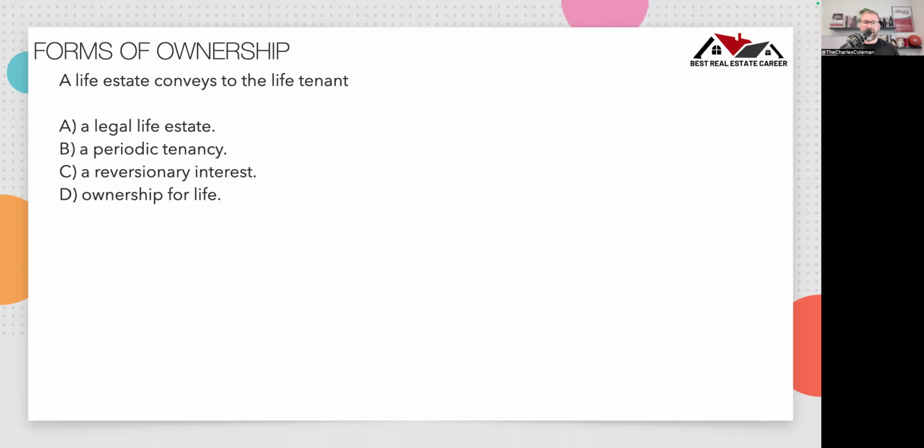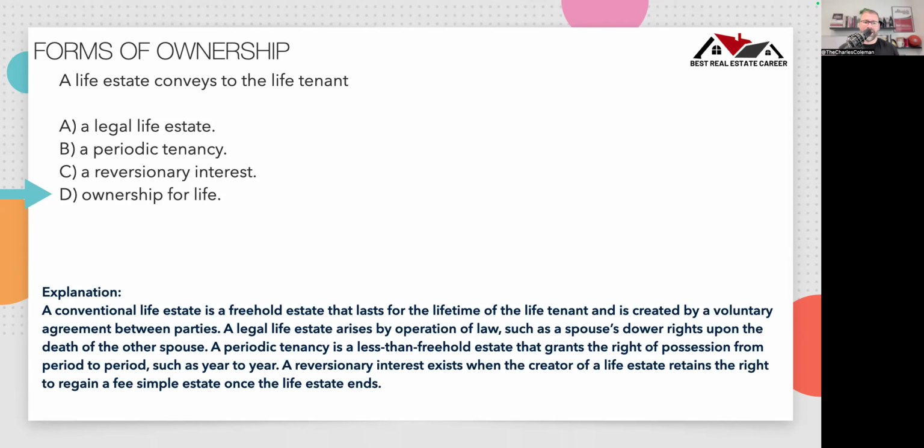A life estate conveys to the life tenant ownership for life. A conventional life estate is a freehold estate that lasts for the lifetime of the life tenant and is created by a voluntary agreement between parties. A legal life estate arises by operation of law, such as a spouse's dower rights upon the death of the other spouse.